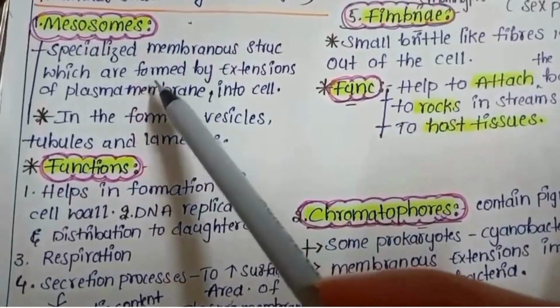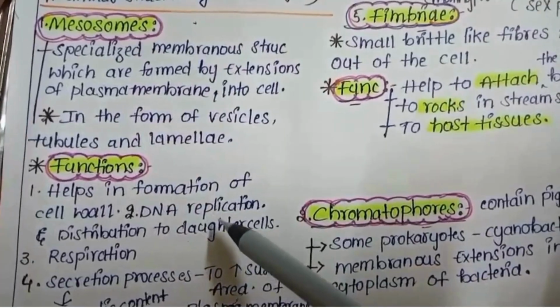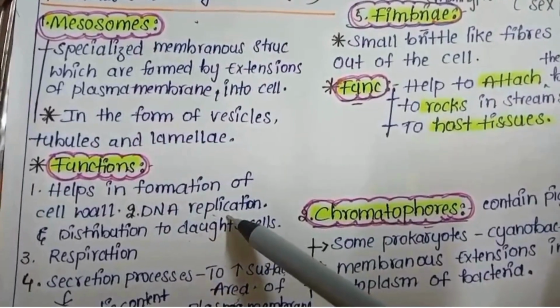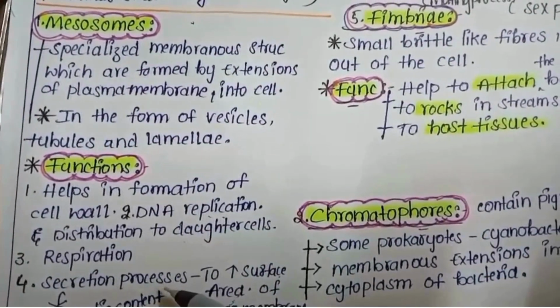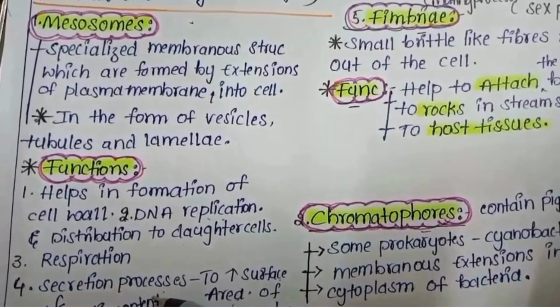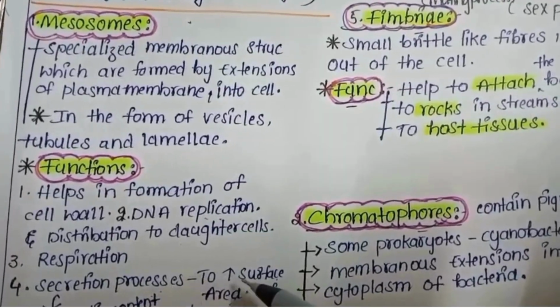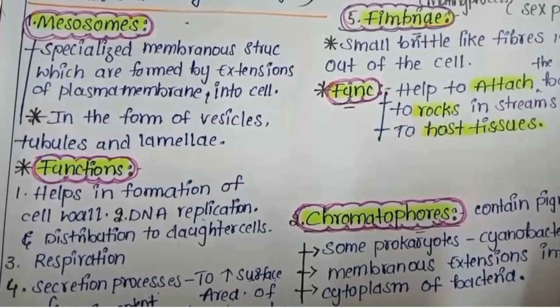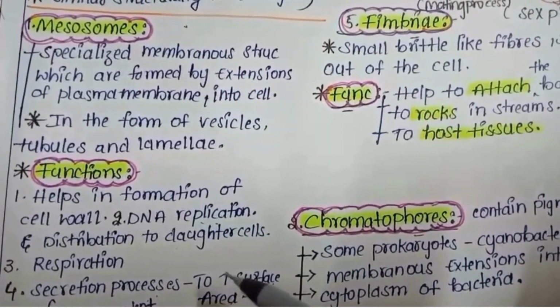These mesosomes help in the formation of the cell wall and DNA replication, as they consist of enzymes. They also help in secretion processes. They increase the surface area of the plasma membrane.